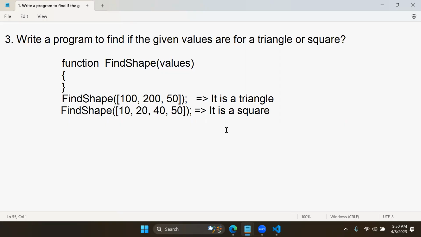You are able to write values. It is an array, right? Array means how many values are there in an array, how can we get that? We can access it by using length, right? If length is 3, then it is a triangle. If length is 4, then it is a square.